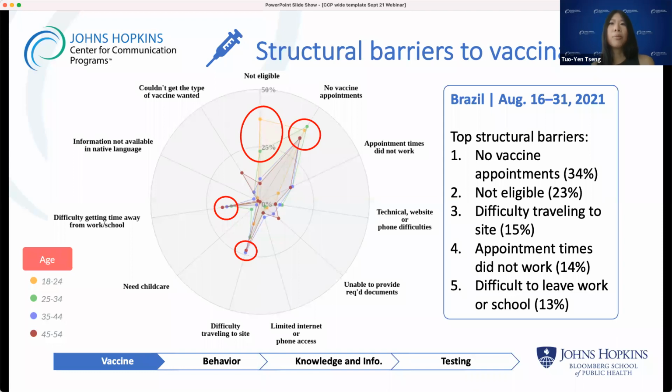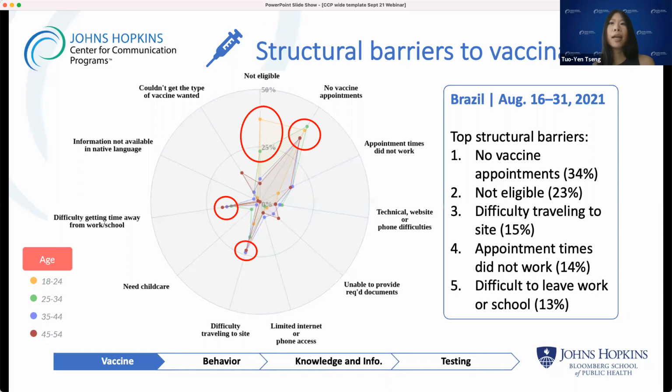Here we can see that in Brazil, from August 16th to 31st, more young people said they did not meet the eligibility criteria, whereas other barriers were reported across age groups at more similar rates. Please note that the age group 55 years and older is missing here because during this time period, there were not enough unvaccinated participants in that group who wanted to get vaccinated, but were not able to.